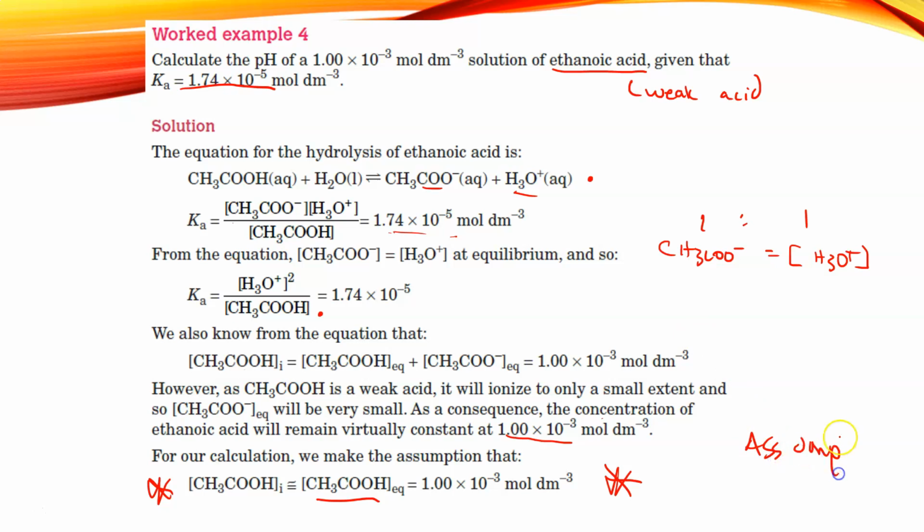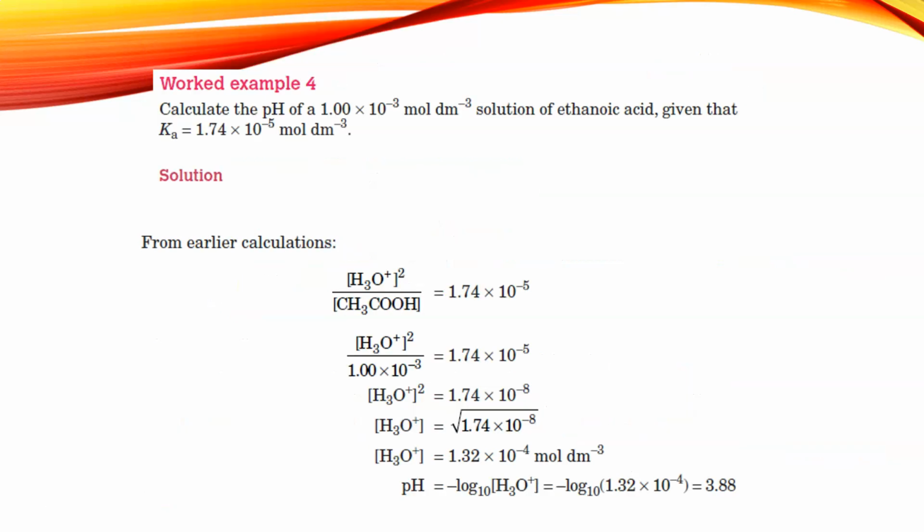in these calculations. We need to assume that the initial concentration of the acid is the same as the equilibrium concentration. Once we do that, we can then substitute that into our equation and solve for the amount of H3O+. So this is one taken all the way through.